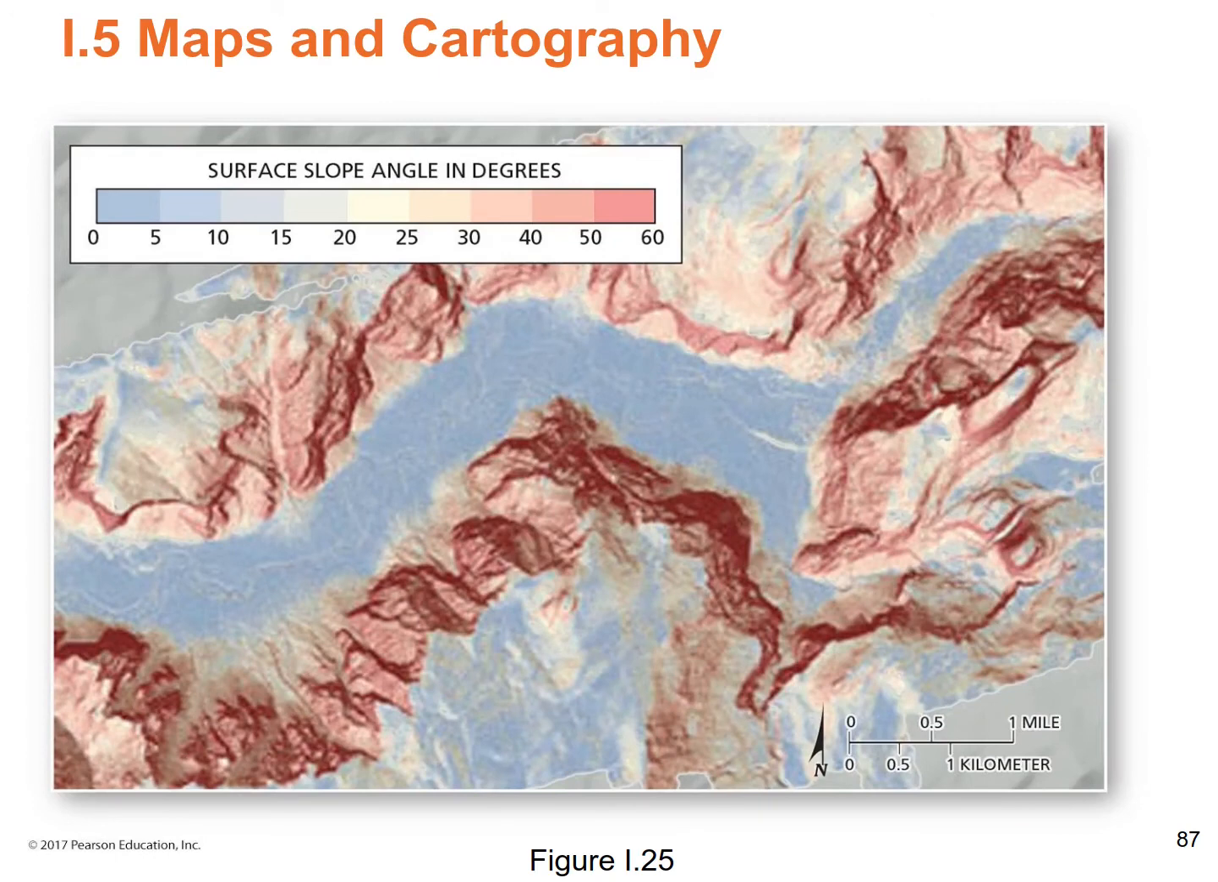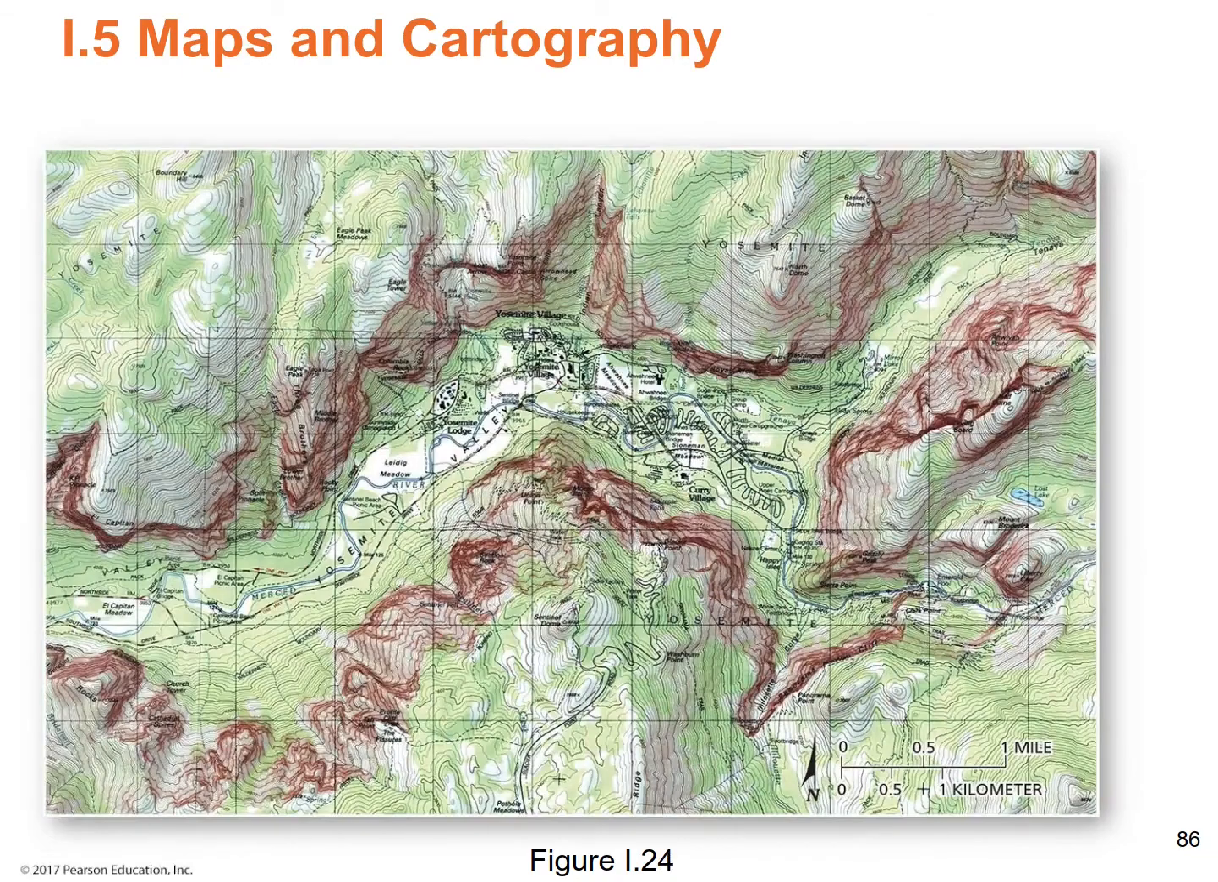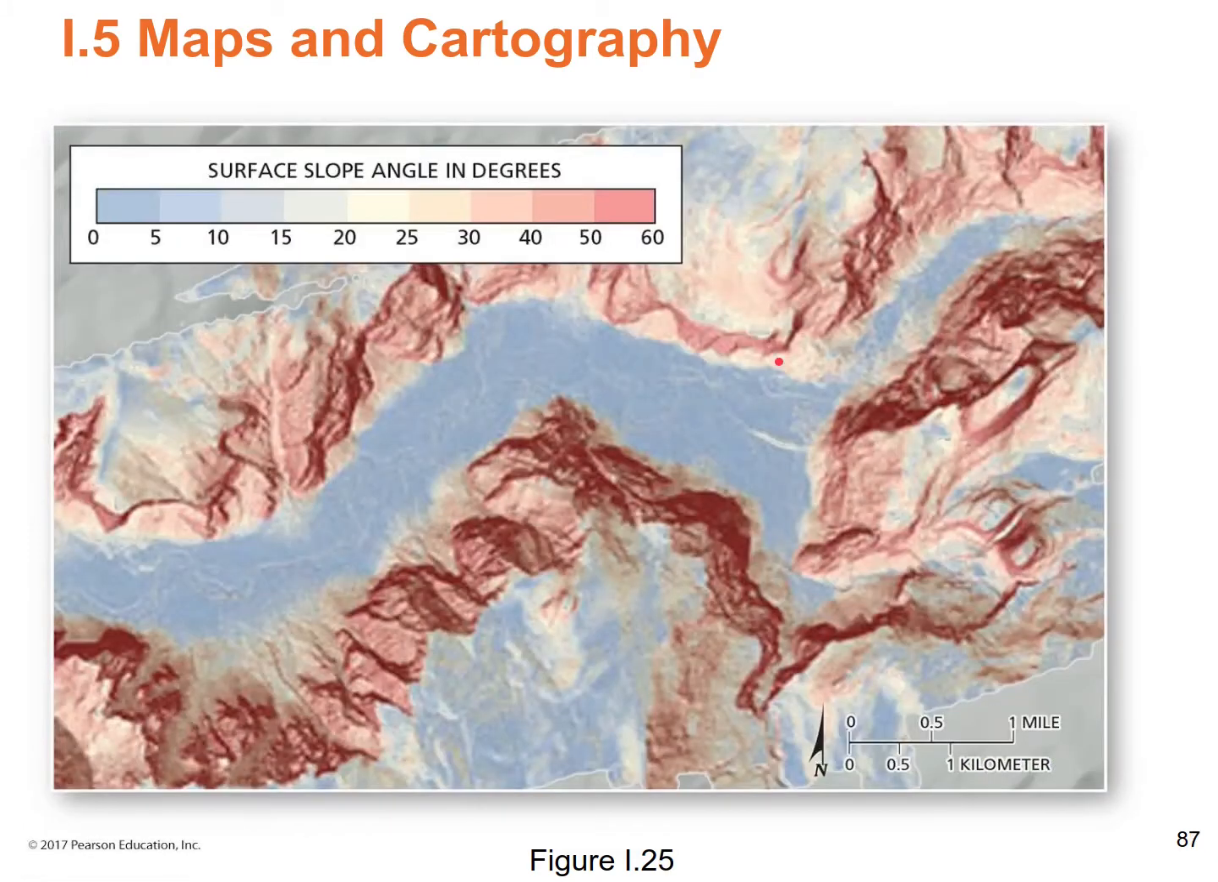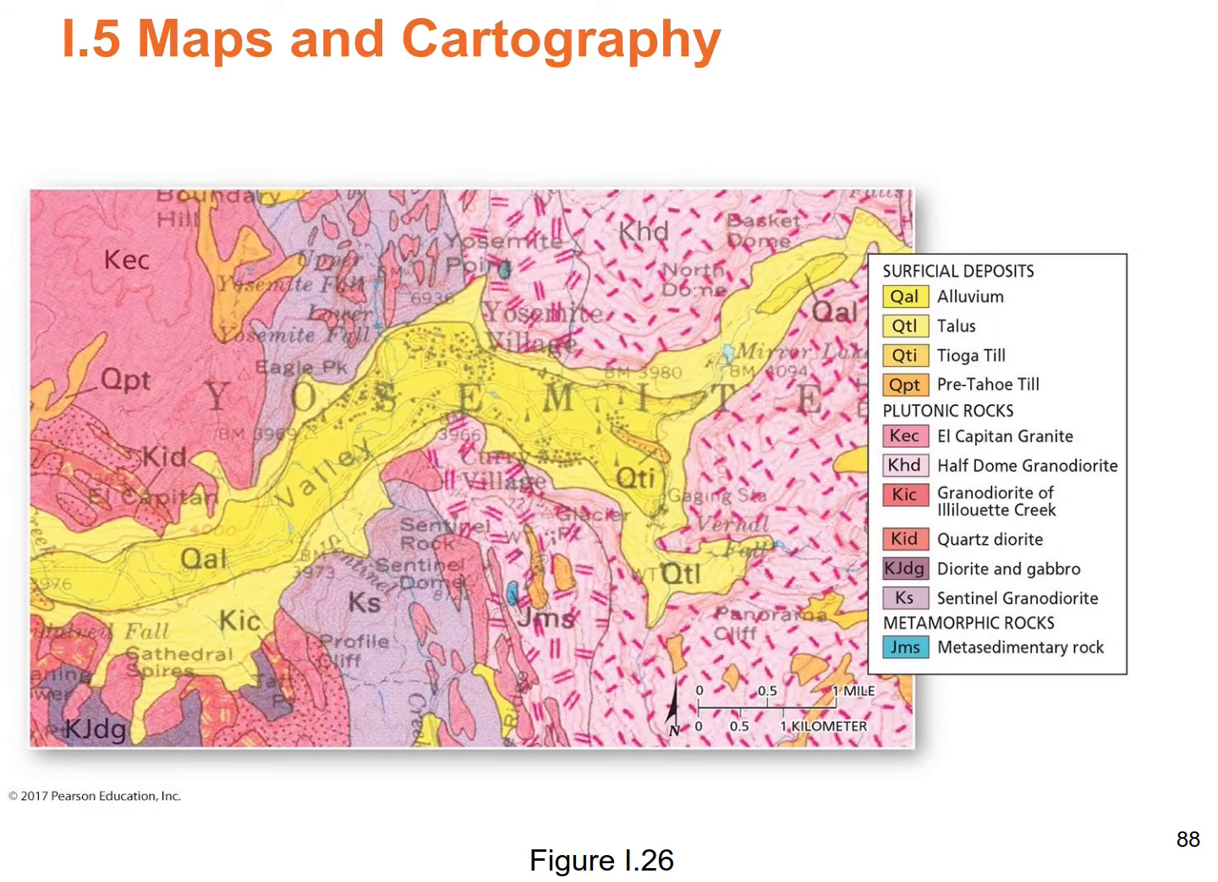This is a map showing slope, how steep the slopes are. When you look through it, I would go back and forth because they're showing the same area of Yosemite National Park. You could compare how the steep places look on the topographic map to how those same steep places look in a slope map. This is a geologic map of, again, the same exact place in Yosemite, showing what the subsurface geology is.